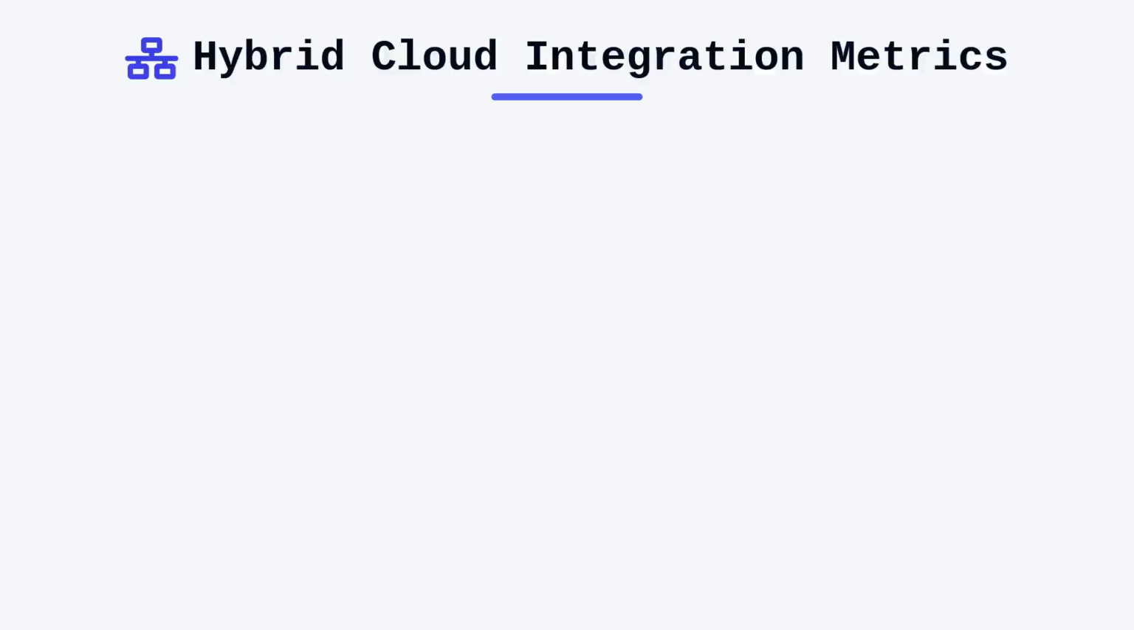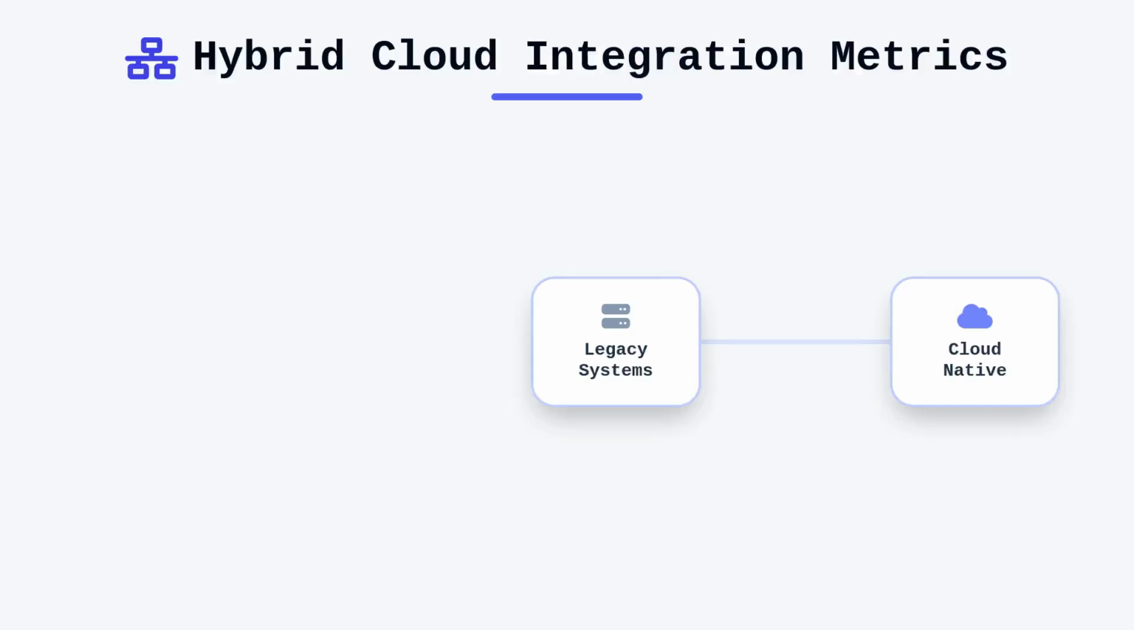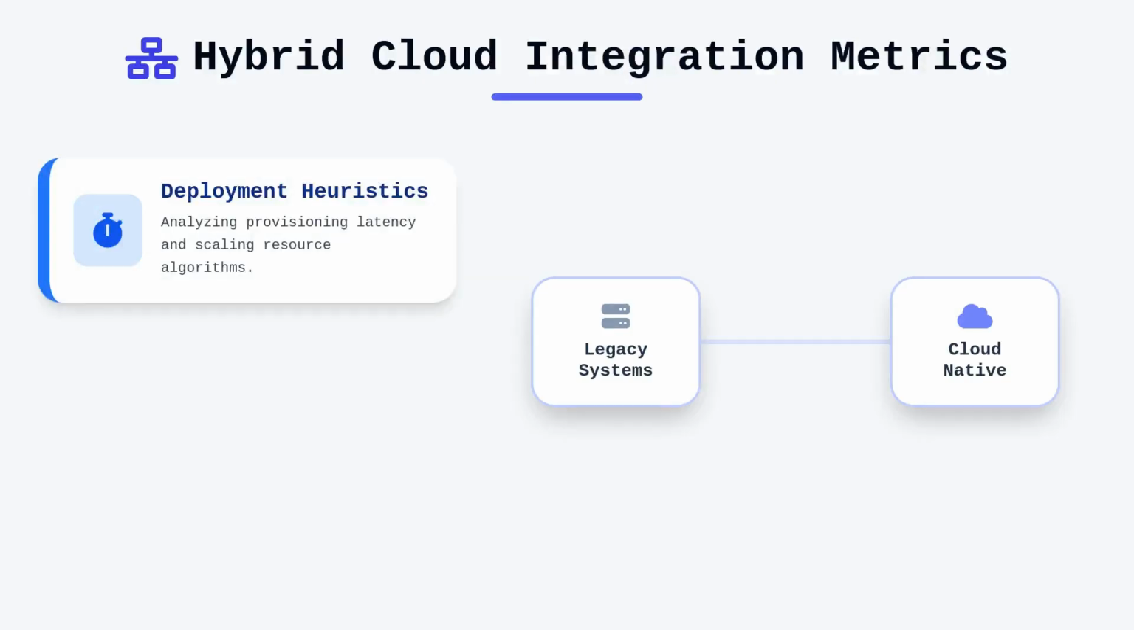Integration metrics serve as the backbone for these comparisons, particularly when we assess hybrid cloud ecosystems that combine legacy systems with modern cloud-native architectures. You should focus on deployment heuristics that track the time required to provision services and the resource algorithms that determine when to scale specific workloads.